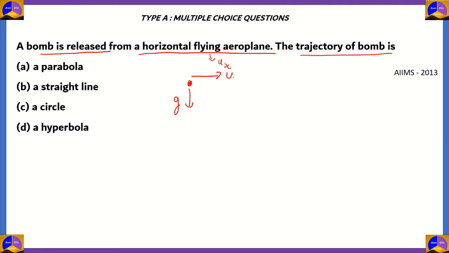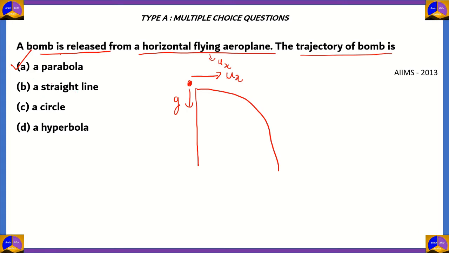So the effect of both ux and g will ensure that this bomb follows a parabolic trajectory because as the bomb moves forward, it is also moving down because of the effect of gravity. And this means that the vertical velocity changes with respect to time. So therefore you get a parabolic trajectory. So therefore option A, a parabola, is the right answer.